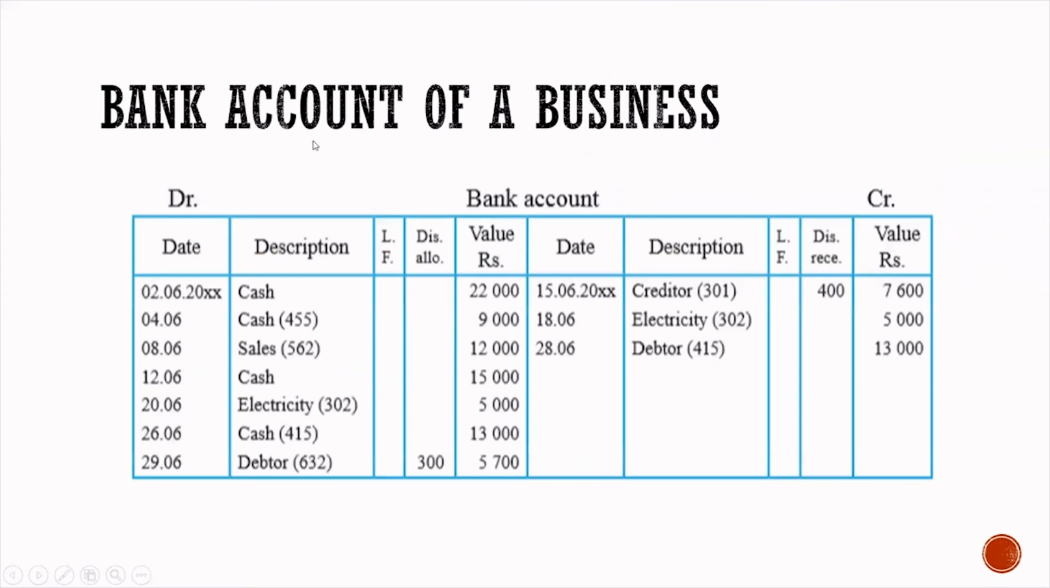This is the bank account of a business. So this is the ledger account of a bank. You would have the cash and the check numbers, the deposits, the payments, and all these numbers in brackets are put there, the check numbers, right?